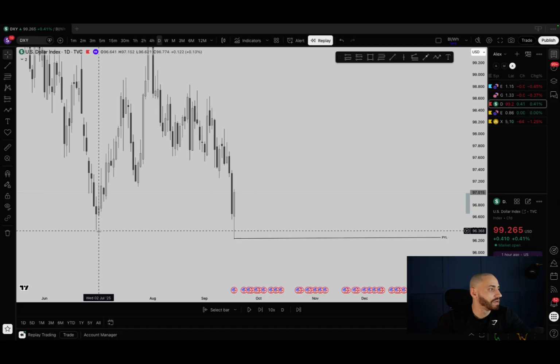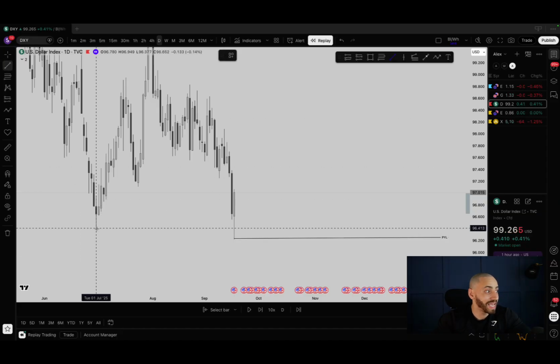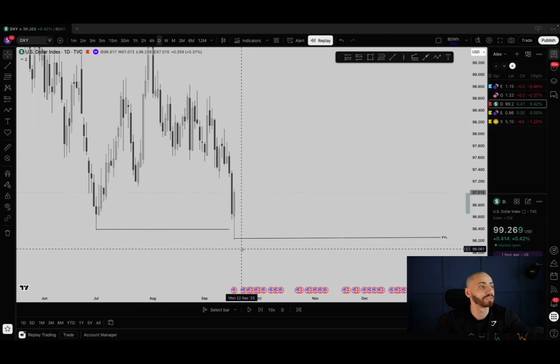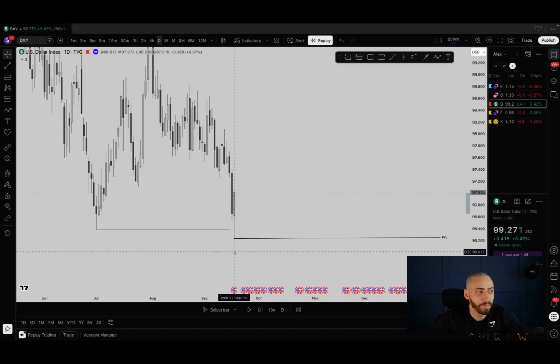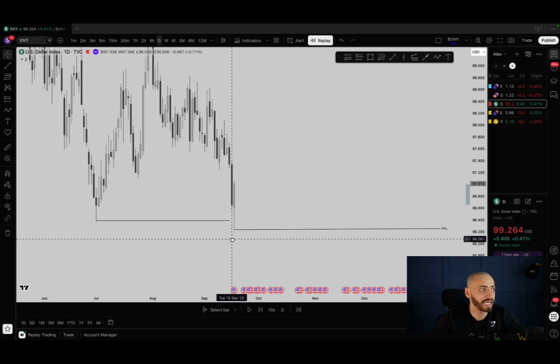Right, you can see here, liquidity has been taken. This, again, is an example of reading order flow. And we can see that when liquidity has been taken, we've created a wick, right? So again, it's a sign of respect in terms of liquidity.